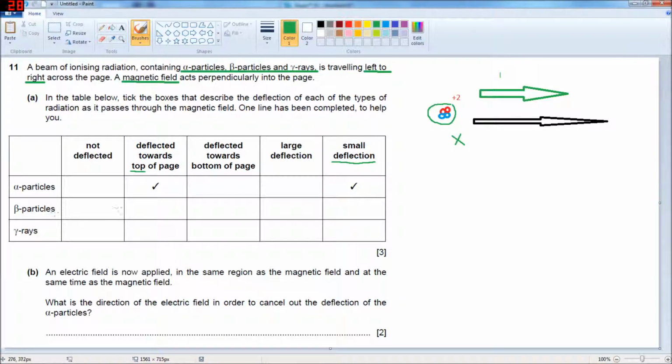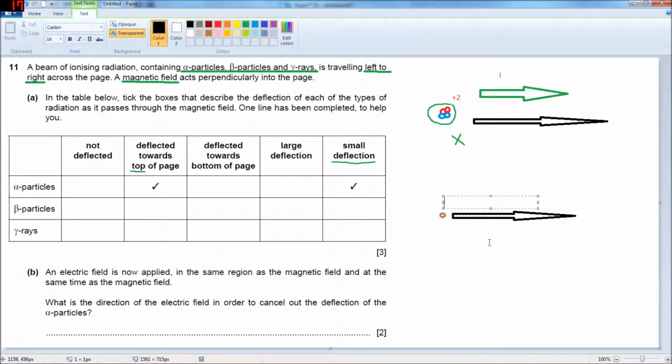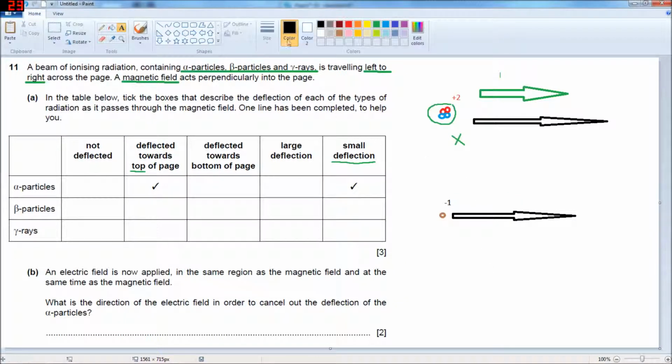Let's go on to beta particles now, and I can draw out a small beta particle for us. We'll make that brown. Now, of course, a beta particle is just an electron. So the electron is moving in the same way from left to right. So let's draw that on there. That's the direction that it's actually moving. But because the charge on the electron is not the same, it's -1, the current is actually not flowing in the same direction. The current is flowing from right to left.